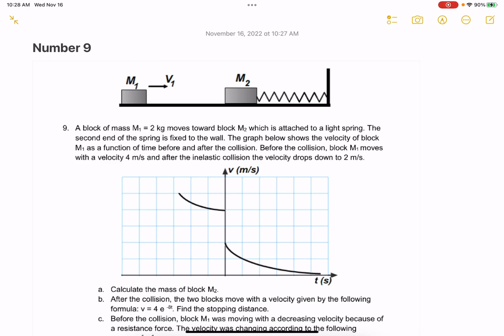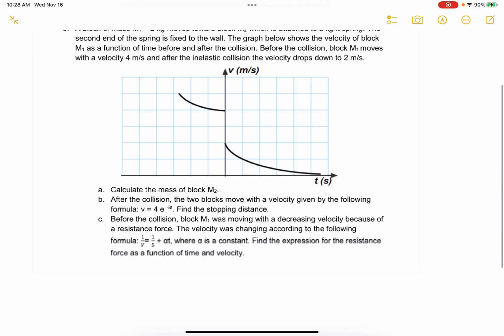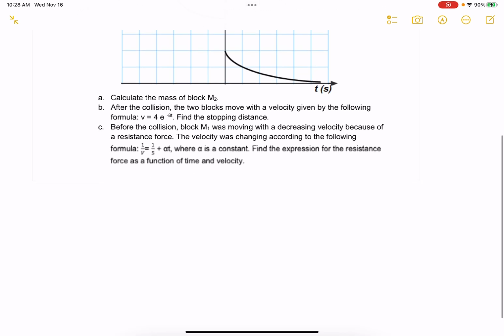Before the collision, block m1 moves with a velocity of 4 meters per second, and after the inelastic collision, the velocity drops down to 2 meters per second. Calculate the mass of block m2.